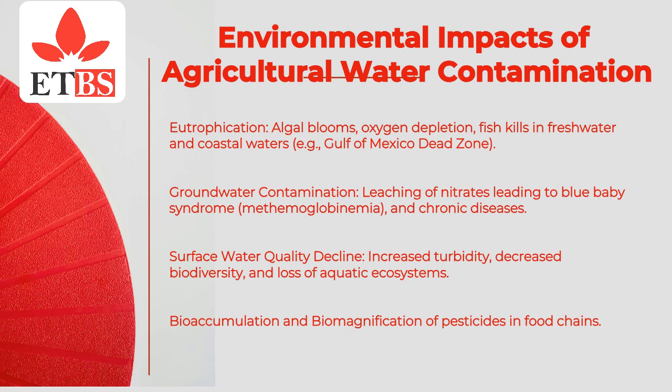Environmental impacts of agricultural water contamination: eutrophication, algal blooms, oxygen depletion, fish kills in freshwater and coastal waters, e.g. Gulf of Mexico dead zone. Groundwater contamination, leaching of nitrates leading to blue baby syndrome, methemoglobinemia, and chronic diseases. Surface water quality decline, increased turbidity, decreased biodiversity, and loss of aquatic ecosystems. Bioaccumulation and biomagnification of pesticides in food chains.